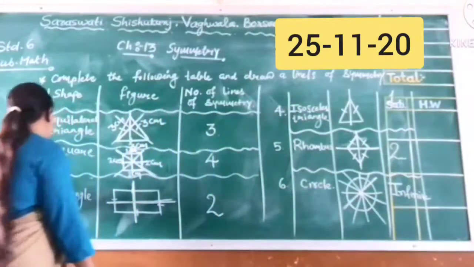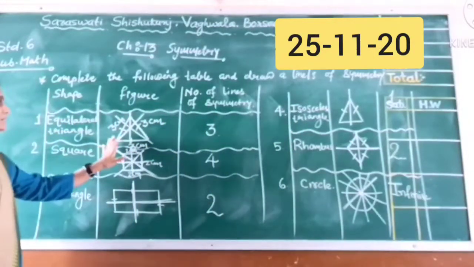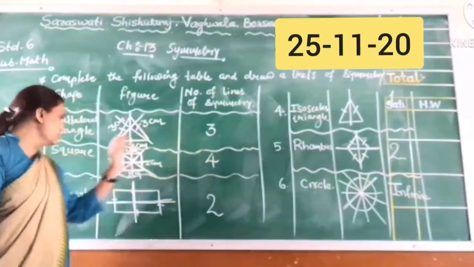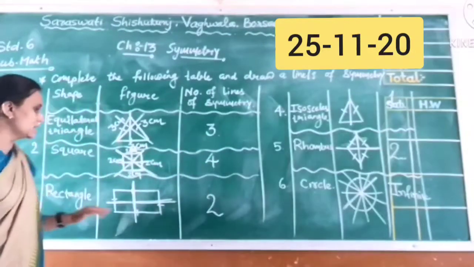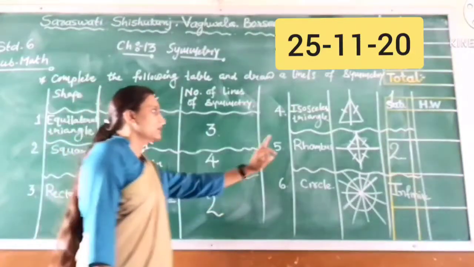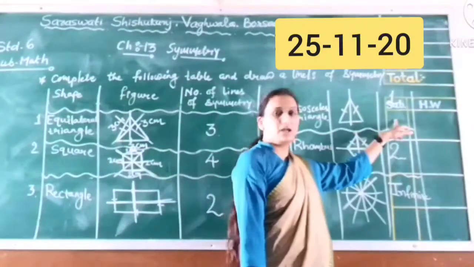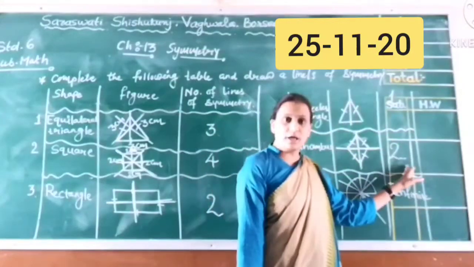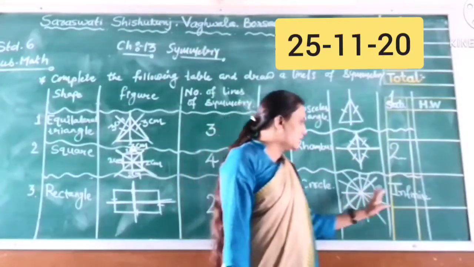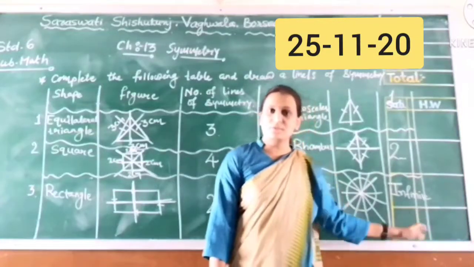So here we have understood about equilateral triangles, and an equilateral triangle has 3 lines of symmetry. Then in a square, 4 lines of symmetry. In a rectangle, 2 lines of symmetry. In an isosceles triangle, we can draw only 1 line of symmetry. In a rhombus, we can draw 2 lines of symmetry. And in a circle, we can draw infinite lines of symmetry.